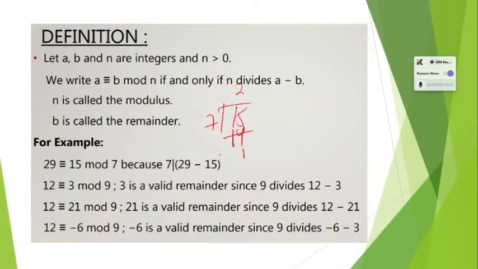Okay? Now, let's go with the second. So, 12 identical to 3 mode 9. So, it is valid since 9 divides 12 minus 3. So, if we subtract itong 12 at saka 3, it is divisible by 9. Dito sa first example kasi, that is 14, mode 7. So, yun. 1 ang remainder.